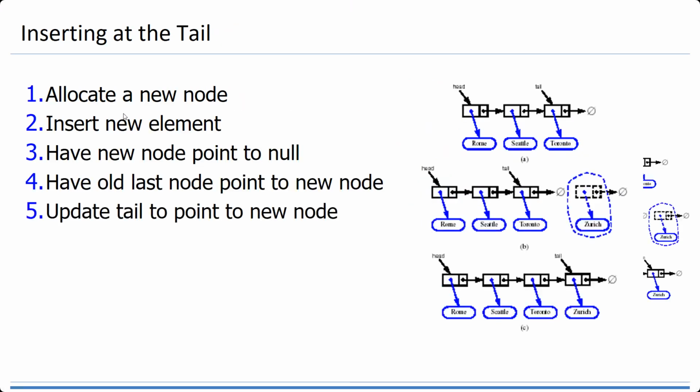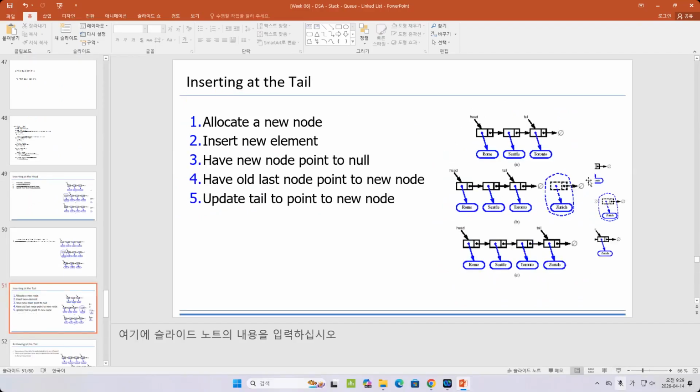Now, the other issue is when we have a tail. Oh, why? This one. I just doubled.